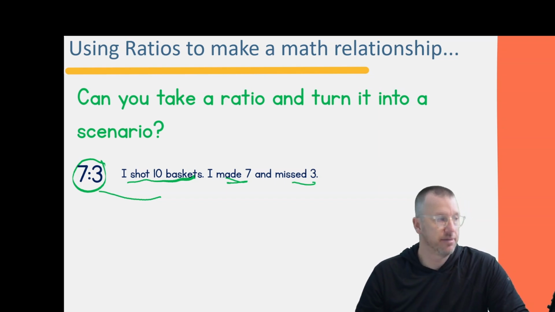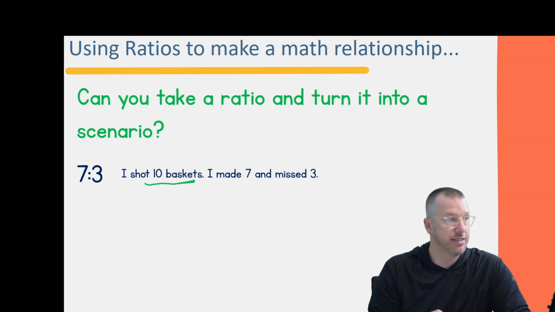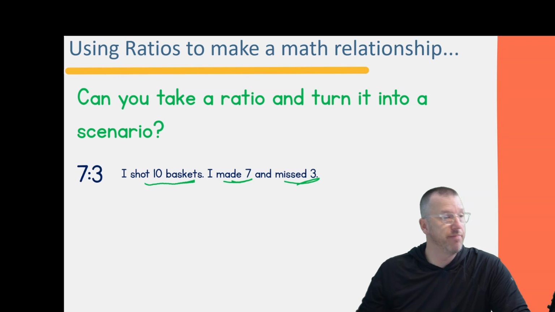Anyone want to guess what that is as far as part to whole, whole to part? Well, what would the whole be in this scenario? The whole would be 10 baskets. This would be part of them he made and part of them he missed. So that one would have been part to part.